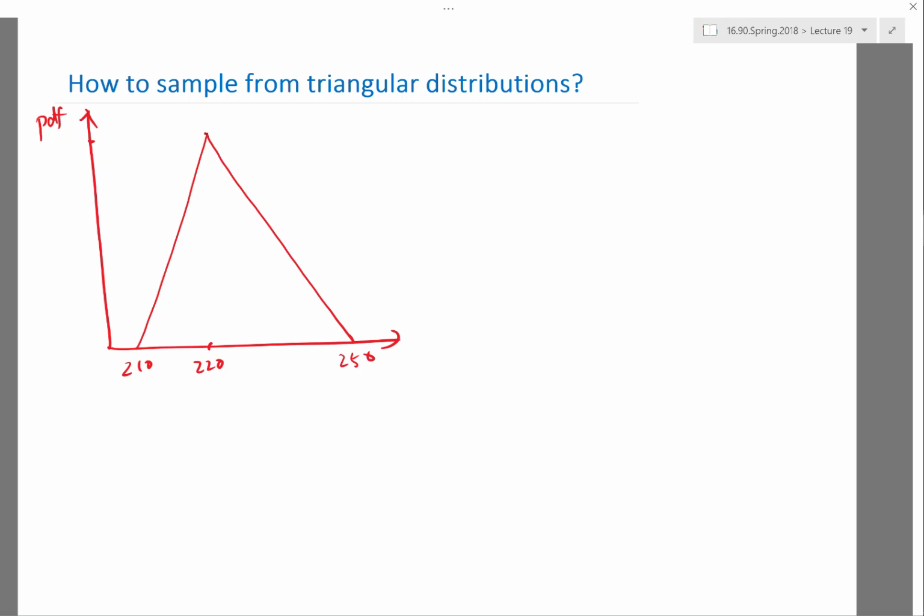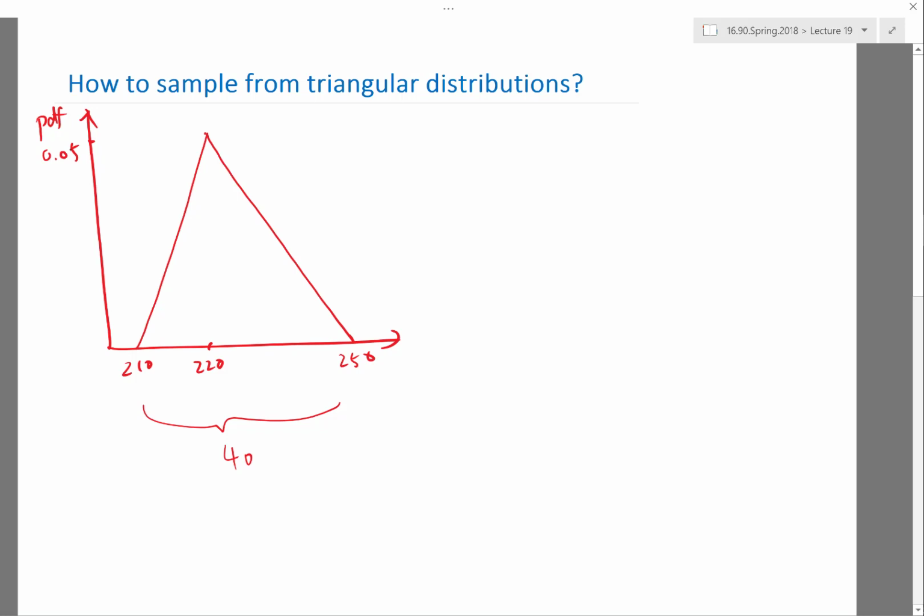Yes? You want the area to be 1. Yes, you want the area to be 1. 1/2 times 40 times the top value. You can see the base of the triangle has a width of 40, right? You want the width times the height to be equal to 2. So the height should be what? 0.05. Yeah, okay, very good.